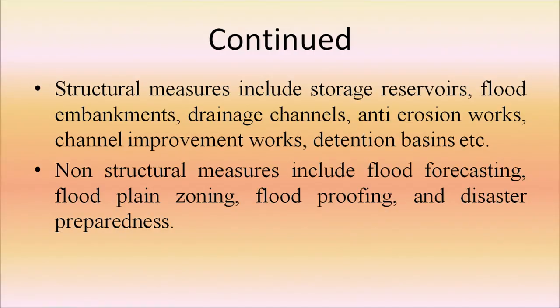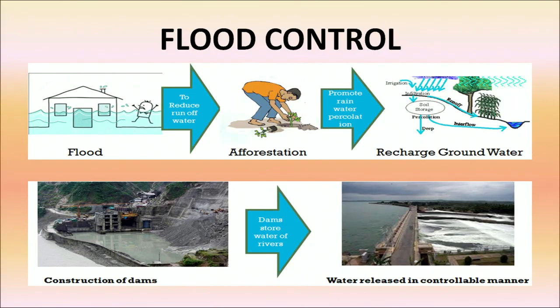Structural means include storage reservoirs, flood embankments, drainage channels, anti-erosion works, channel improvement work, detention basins, etc. Non-structural measures include flood forecasting, flood plain zoning, flood proofing and disaster preparedness. Sometimes it might not be possible to prevent a flood, even if we know that it's about to get flooded. However, there are certain actions that can be taken to reduce the impact significantly or to reduce the possibility of flooding. See the figure, that is flood control figure.